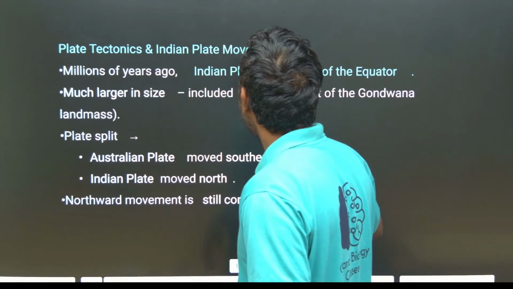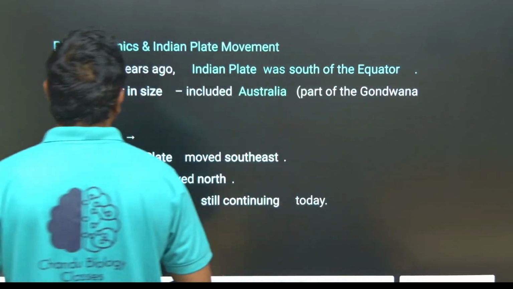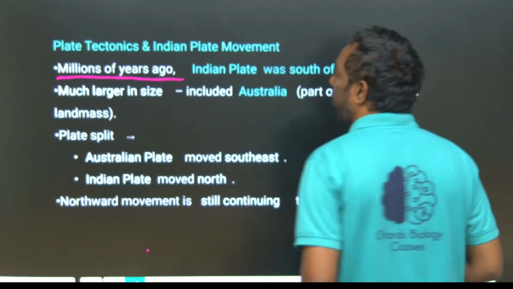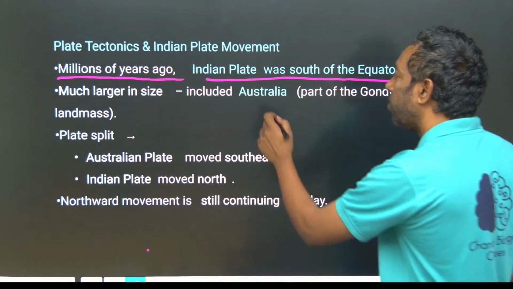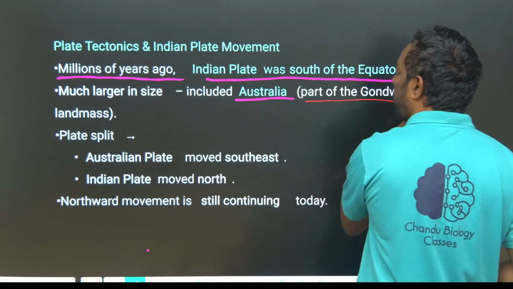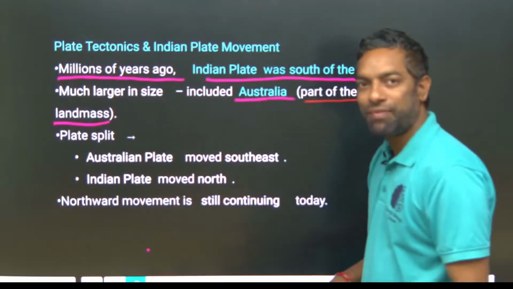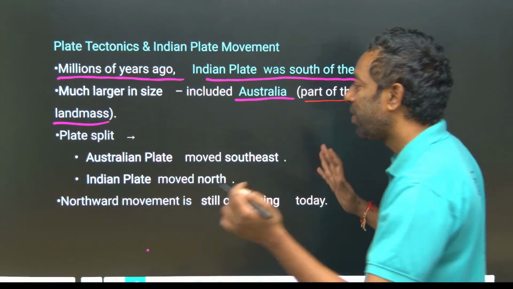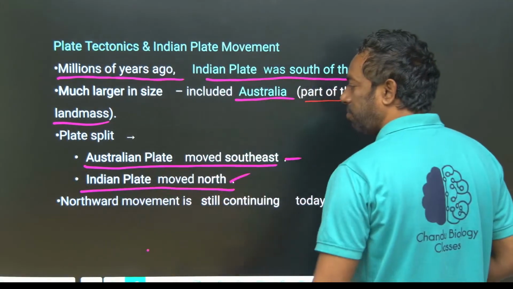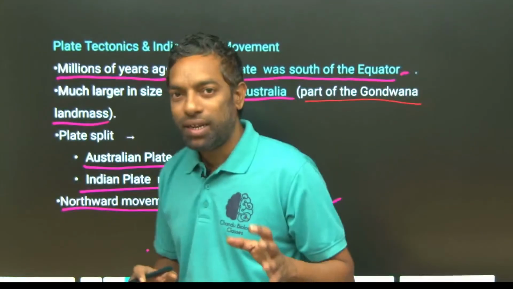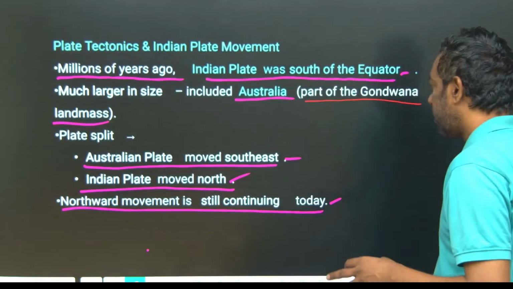Plate tectonics, Indian plate movement. Millions of years ago the Indian plate was in the southern hemisphere. It included Australia, as part of the Gondwana landmass. After that, the Australian plate moved southeast and the Indian plate moved north. This northward movement is still continuing today. Guys, this is India, which moved to the north side.